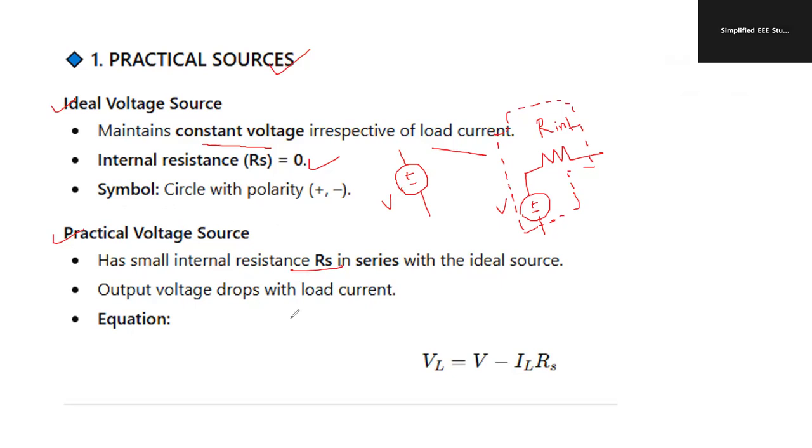If I talk about the output voltage of a practical voltage source, suppose this is my output voltage across VL. VL is nothing but V minus IL into RS. Here, this is my IL, and this is RS or R internal. So the output voltage is the supply voltage minus IL into RS. This is basically called a practical voltage source.